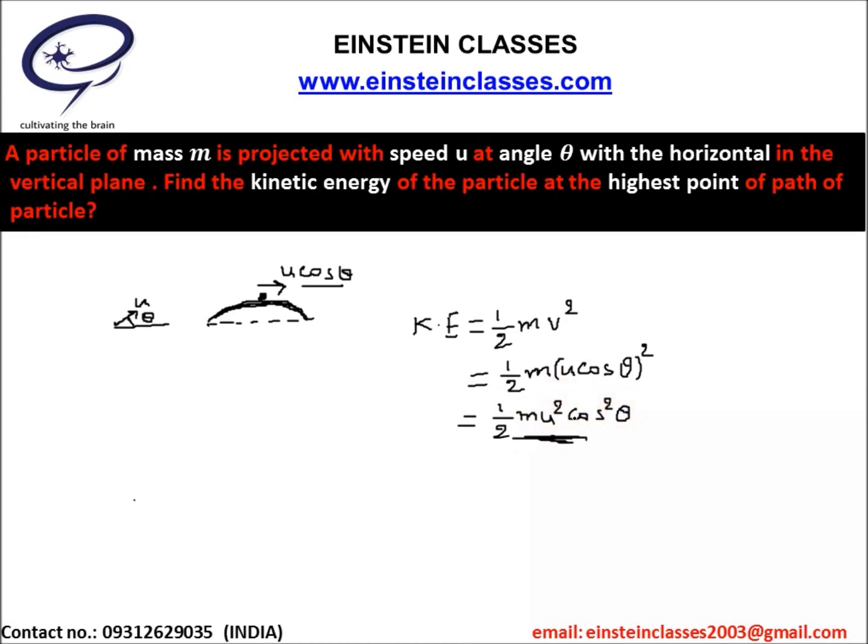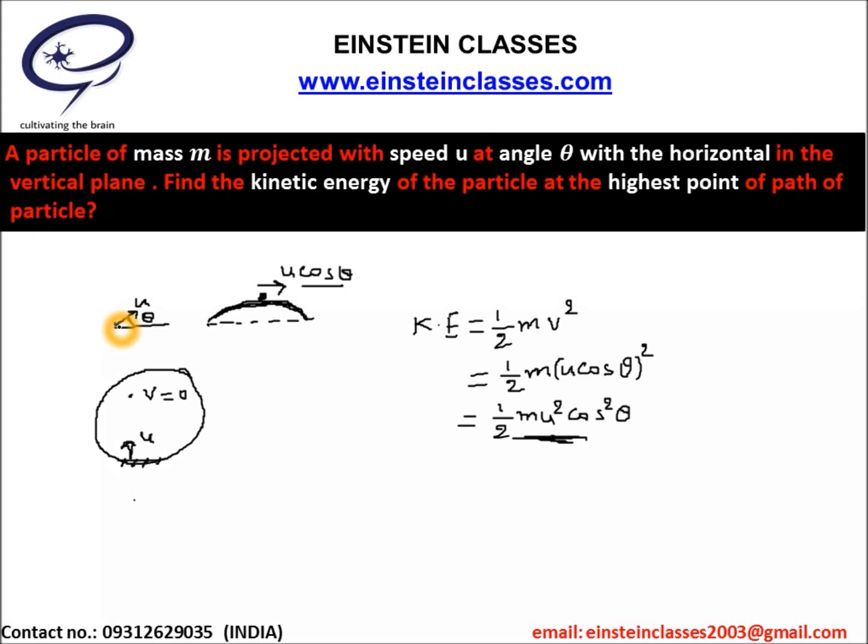In this problem, in general, students are thinking that the kinetic energy at the highest point will be 0. They are generally thinking that the speed of the particle at the highest point will be 0. If the particle is projected vertically upward, then at the highest point the particle will have 0 speed. You should not confuse with this case.